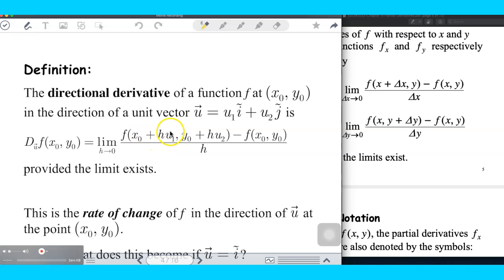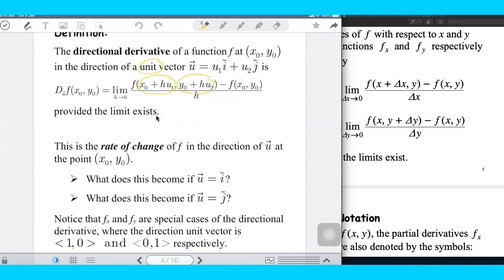So this one belongs to the x component and this one belongs to the y component. You can see there are changes in the x component and the y component, and it depends on the vector that we have, which is in terms of the unit vector. If you are given a vector, you have to find the unit vector of that vector first. So in the formula here, you need to use the unit vector. That is something you have to take note of.